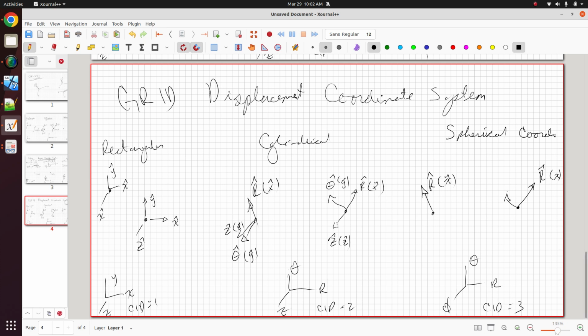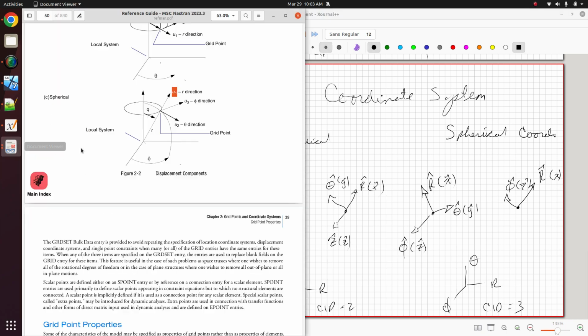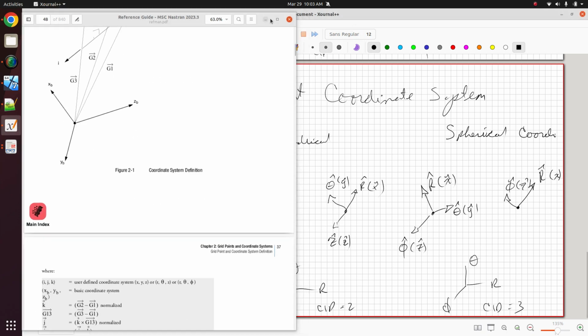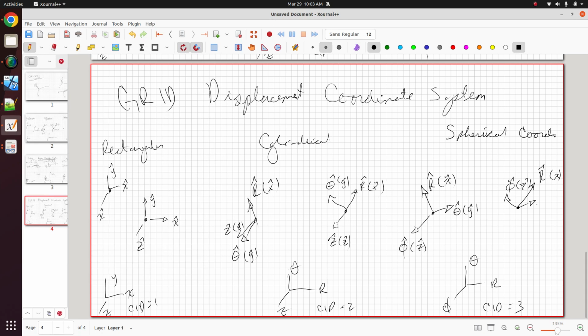And this is going to be our phi, which I believe is the y hat. Nope, I got it mixed up. And then here we'll go ahead and draw phi here. And then we have a theta hat. And then again, this is all described in the Nastran reference guide, chapter 2. So let's go ahead and finish this.